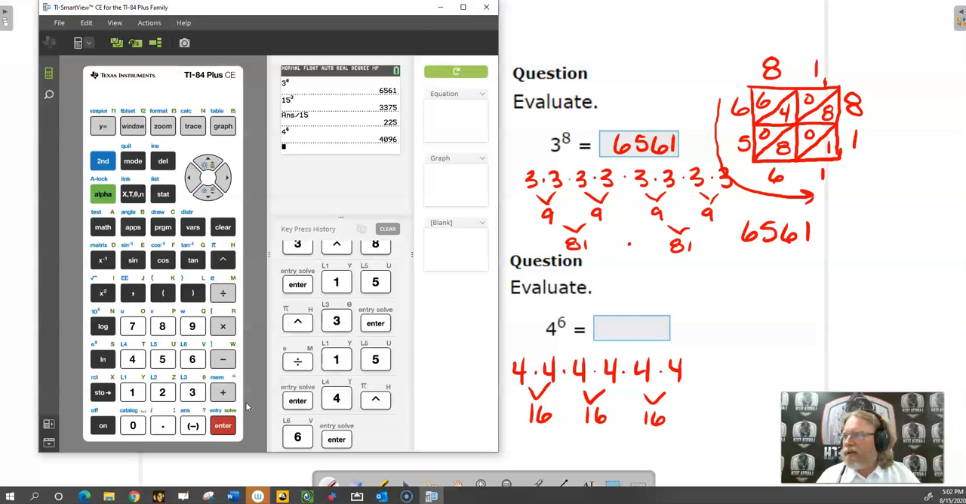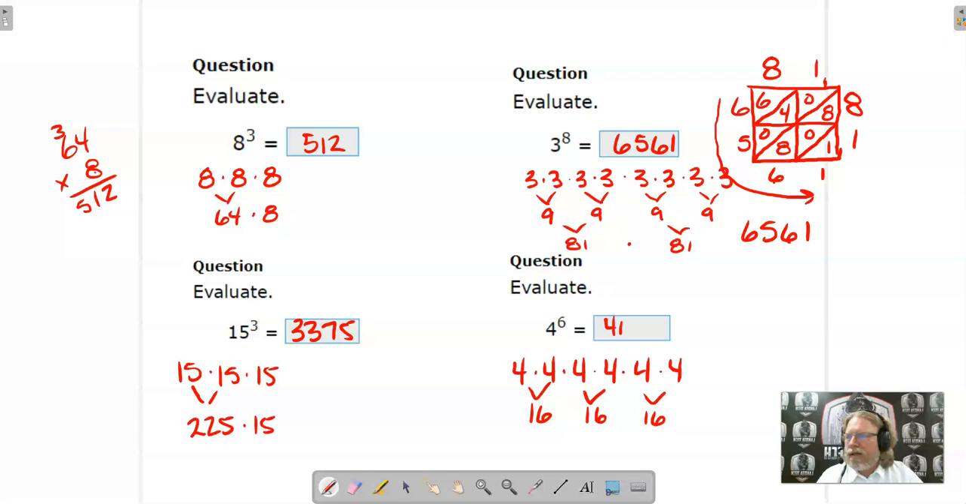And that's going to give us 4,096. So 4,096 is our solution there.